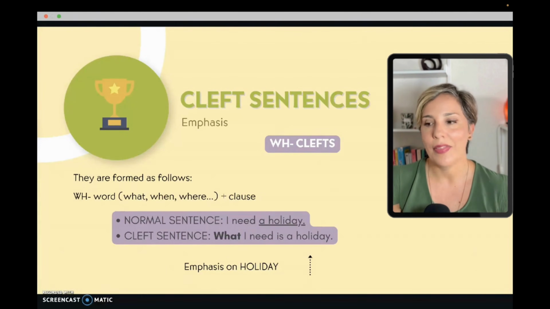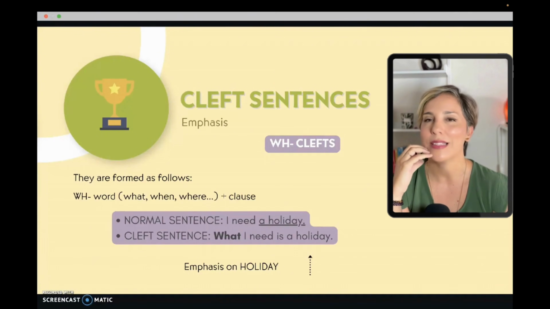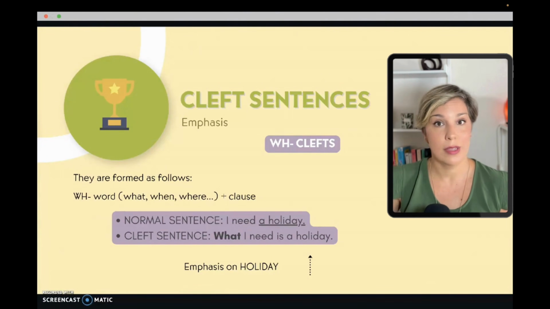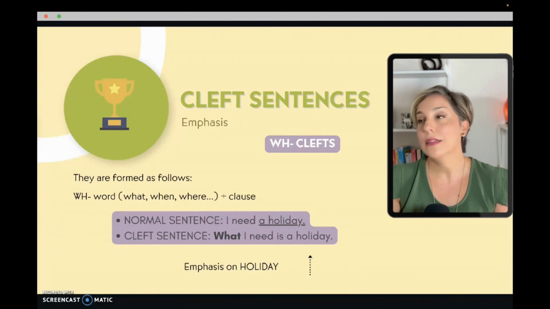What I need, and then people might say, oh, what do you need? What is that? So you are creating a kind of mystery, anticipating what your need is. So if you look at the formation, you have the WH word, for example, what, and then you have the clause, how you finish the normal sentence. So what I need is a holiday.